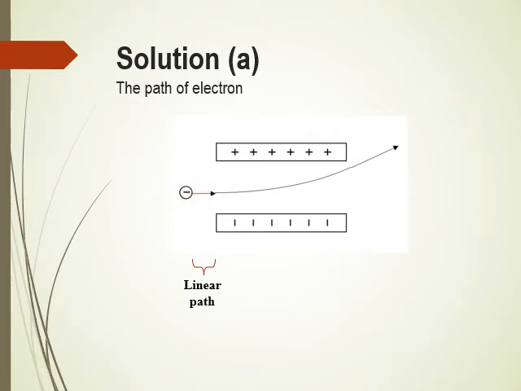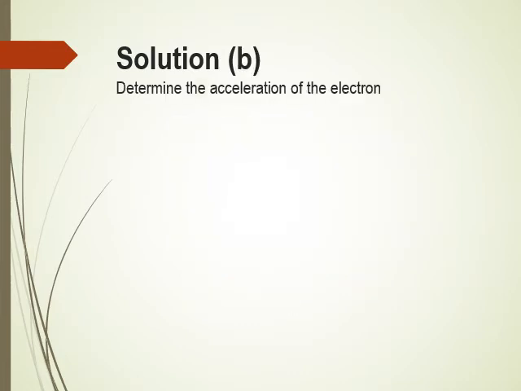And then when it is in between the plates, it will move in a parabolic path. So this is a curved line in between the plates. And then after emerging from the plates, once again it's going to move in a straight line. So this is a straight line. So that is the answer for question A.